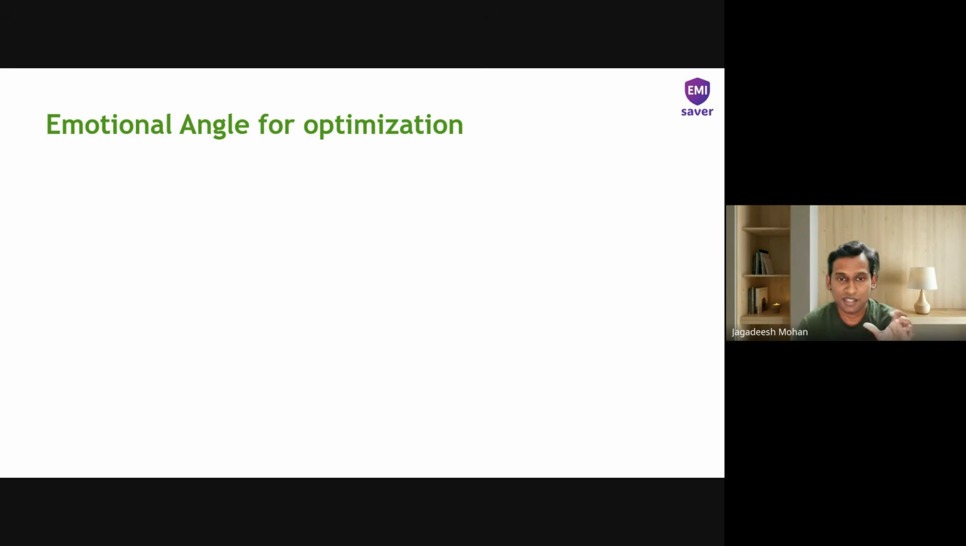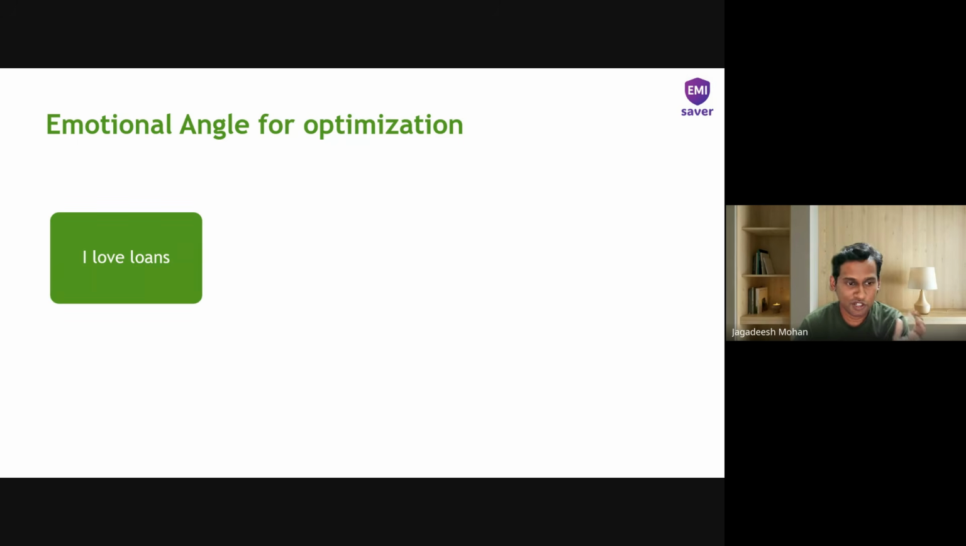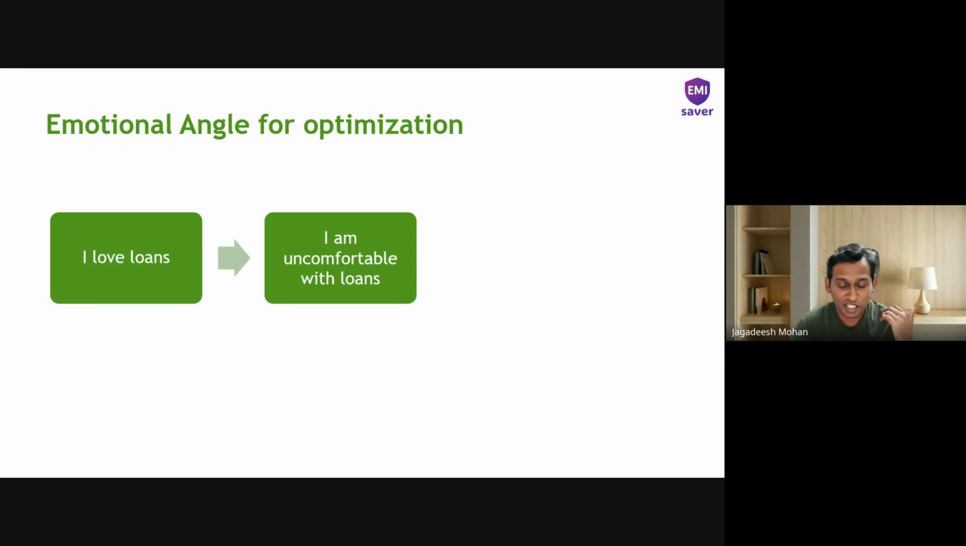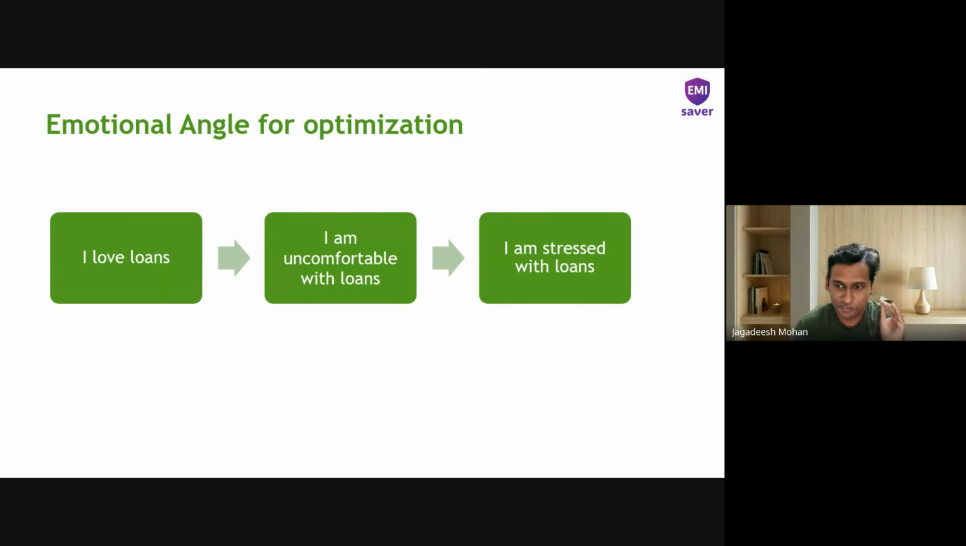There is also an emotional angle for looking at optimization. For example, if you are a very seasoned real estate investor, you will be like, give me as much loan as possible. If you are probably a first or second time loan borrower, you will be a little uncomfortable with loan because when you have a 1 crore home loan in your name, it adds to the stress. Or some people, for the first loan, especially a high value loan, can be very stressed. So there is this emotional angle as well in play.